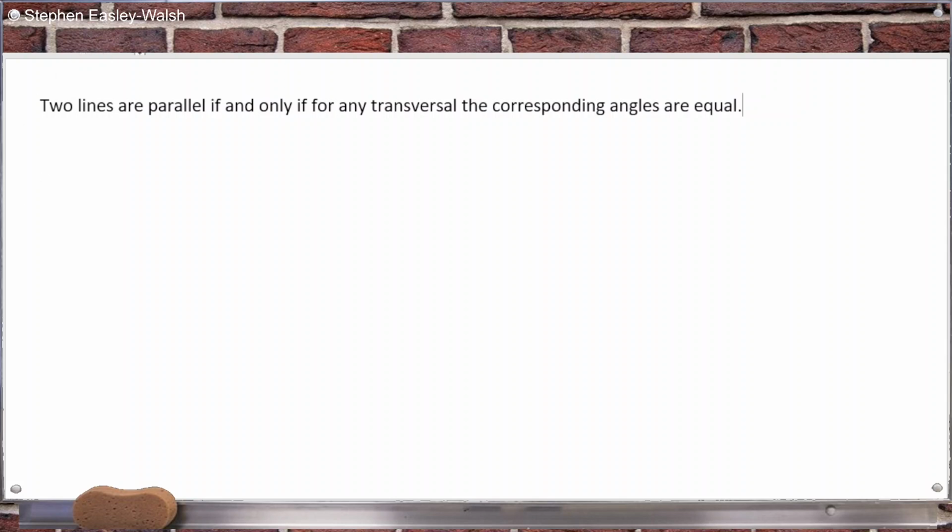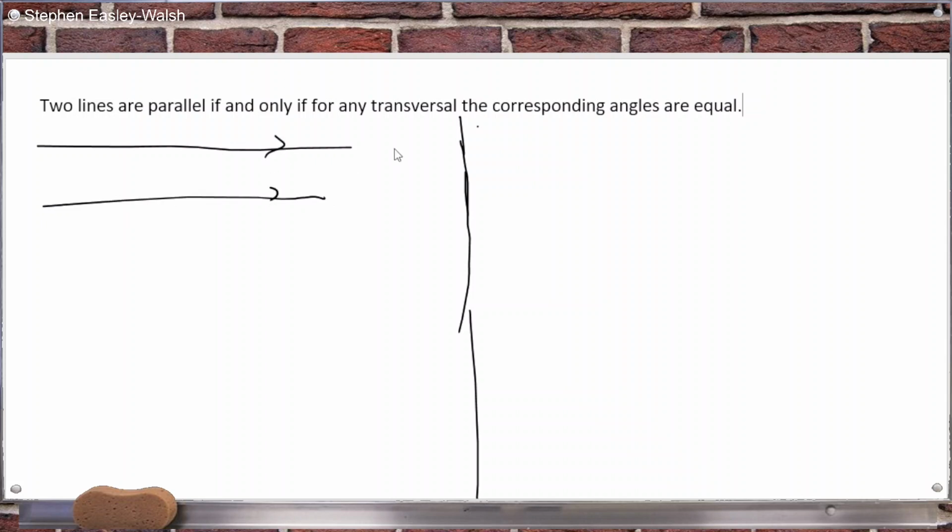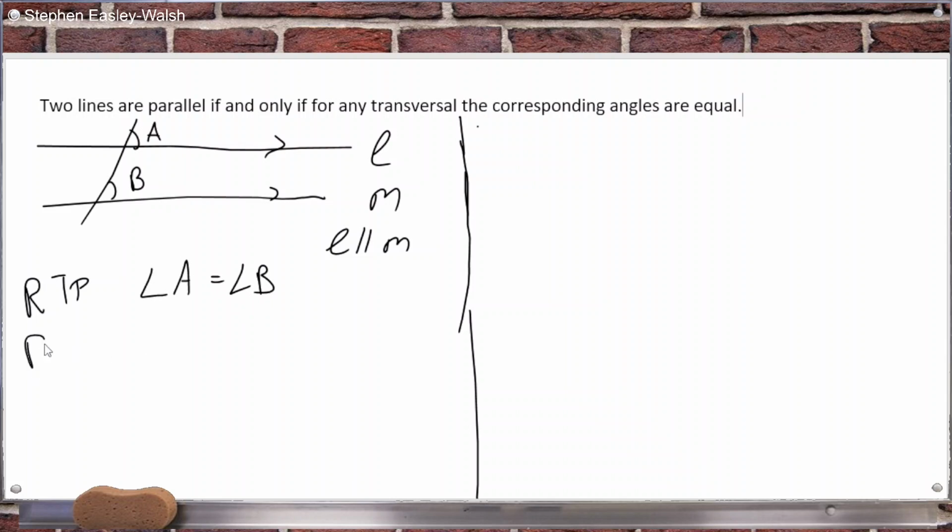Okay, so we have one of these proofs that go in both directions. So let's start off with the first direction. That is to say, we have two parallel lines, L and M, and L is parallel to M, and we have a transversal here, and that's angle A and that's angle B. And the first thing we want to do, we want to prove that angle A equals angle B. So here's the proof.